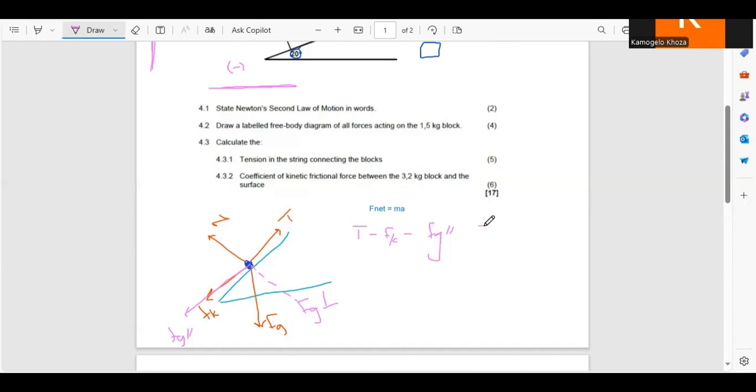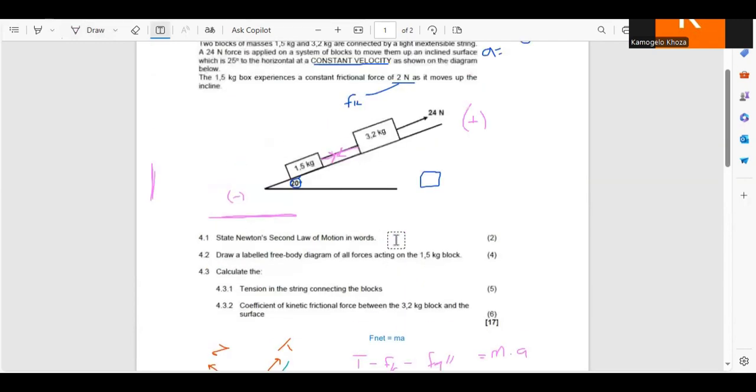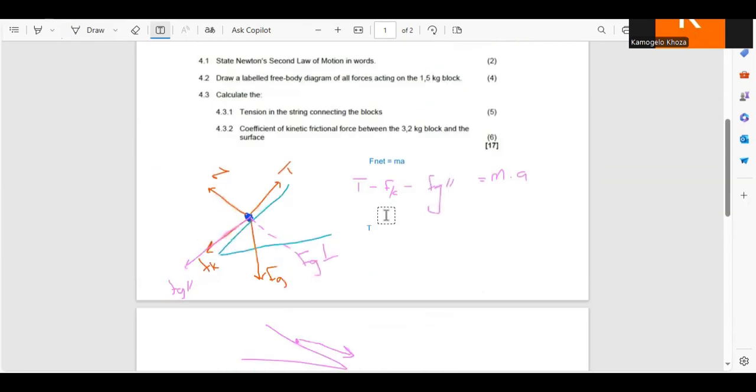Now, this is equal to mass times acceleration. I'm looking for T, so this is going to remain as the variable T. Am I given Fk? Yes. I'm given the kinetic frictional force of the 1,5 kg block as 2 newtons. And I would say T minus 2 minus, now remember your Fg parallel is the same thing as your mg, mass times gravitational acceleration, sine theta.